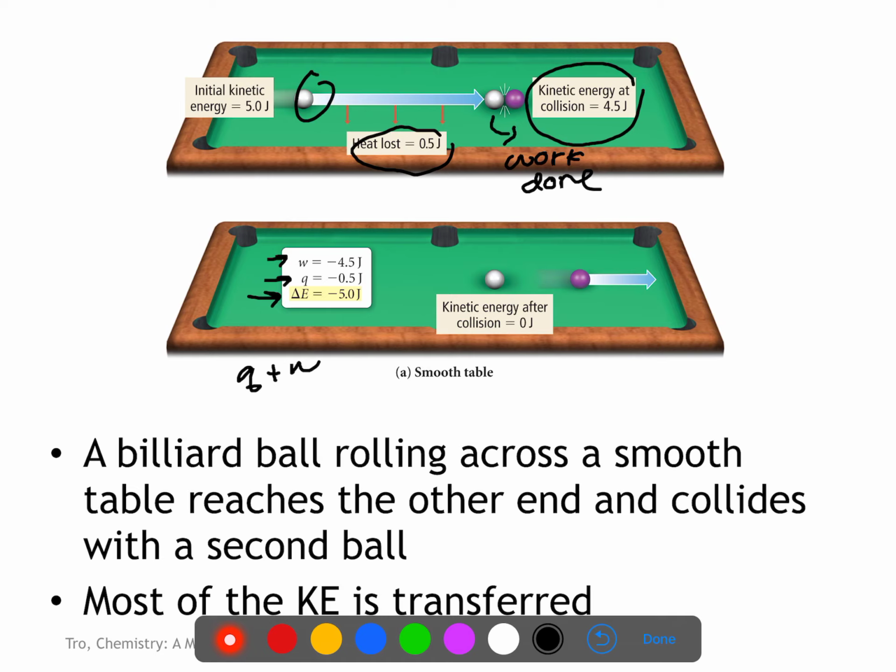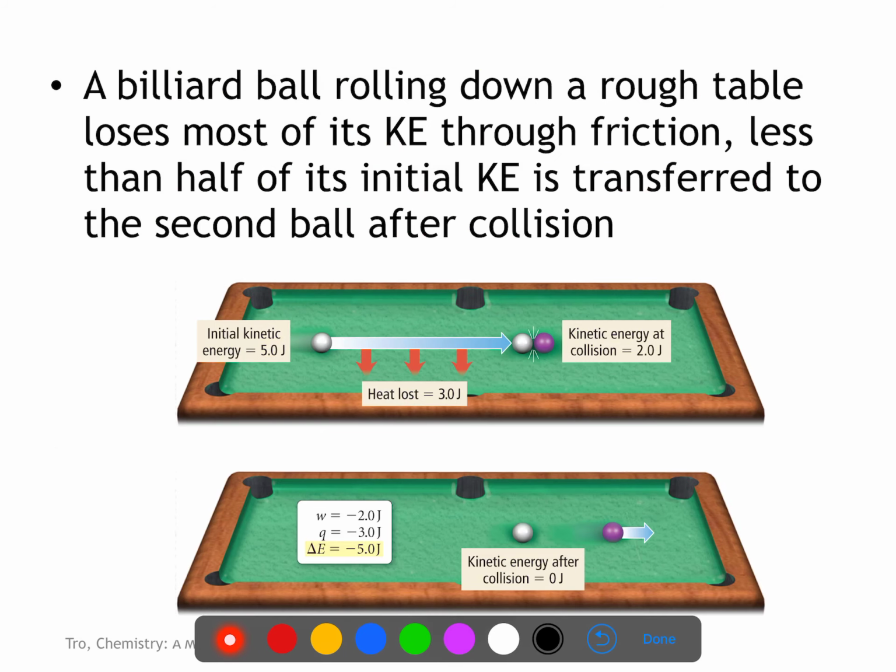Now, what if you have a table that has a little bit of bumps in the road? It's not as smooth. A billiard ball rolling down a rough table loses most of its kinetic energy through friction. Less than half of its initial kinetic energy is transferred to the second ball after collision.